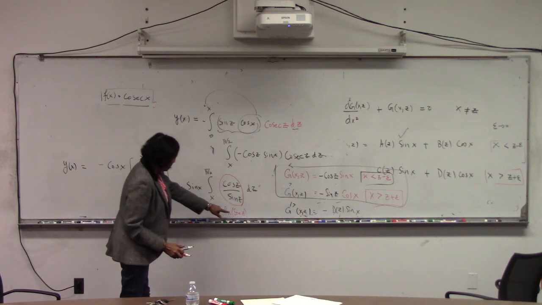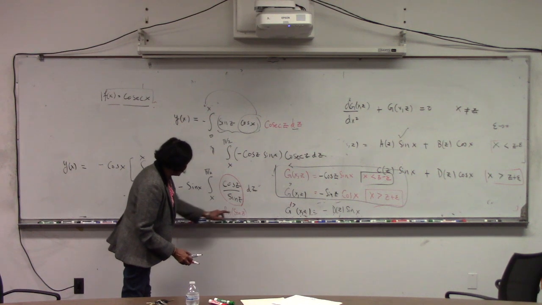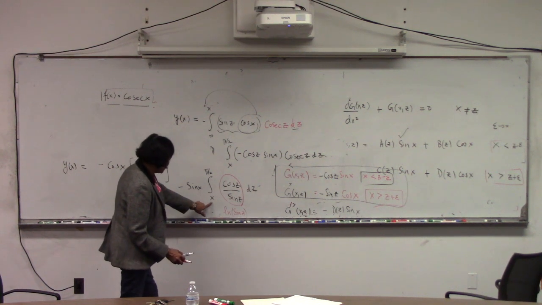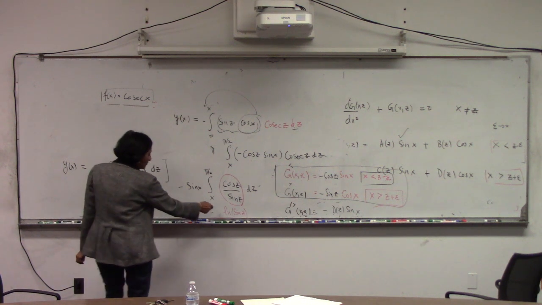Okay, the natural log of the upper limit is not contributing. Sine is 1, and the natural log of 1 is 0. So you have a contribution from the lower limit only. So this will become what?